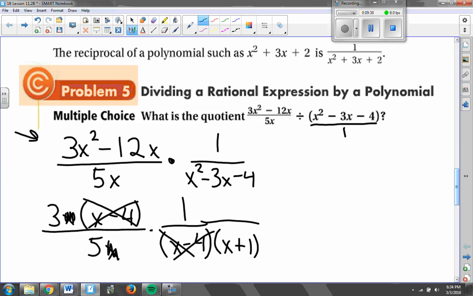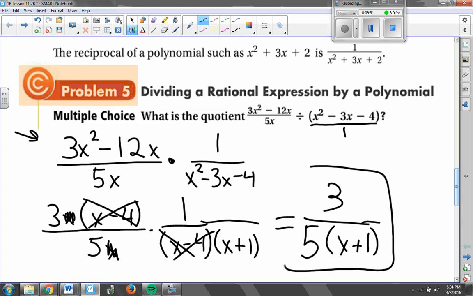And now I'll squish everything together. 3 times 1 on the top is 3. On the bottom, 5 and x plus 1. There's my final answer. Now, this is exactly what we did up above. The only difference is I had to put this piece here over 1 to start with.